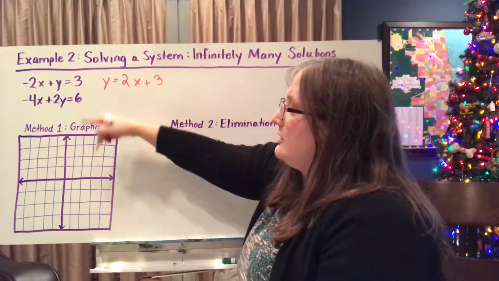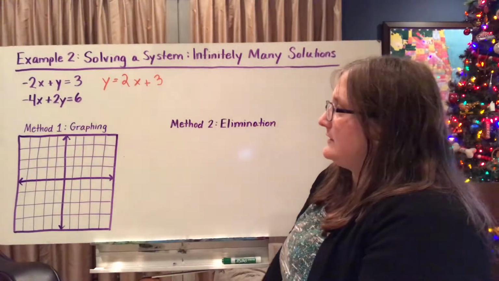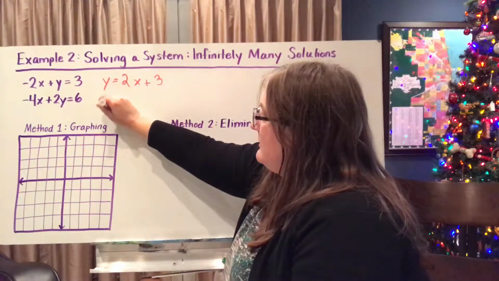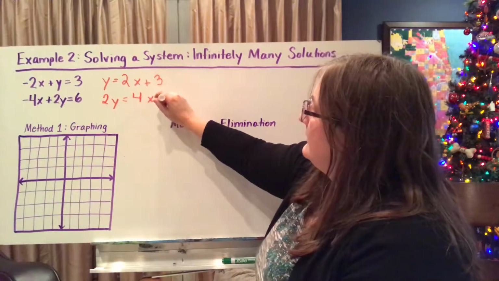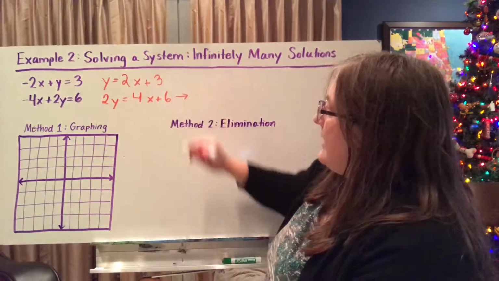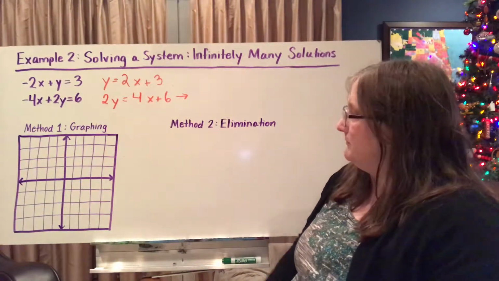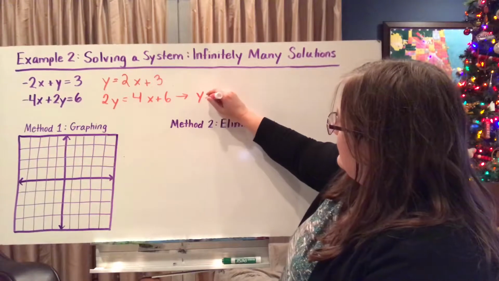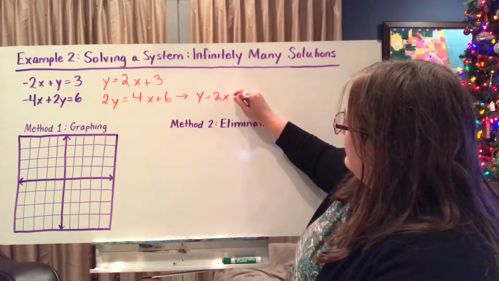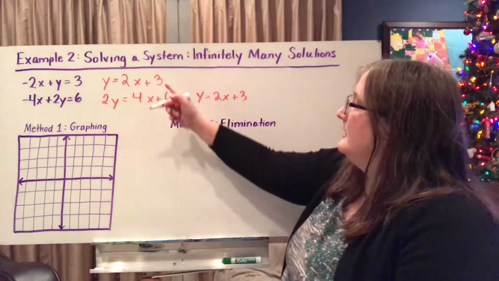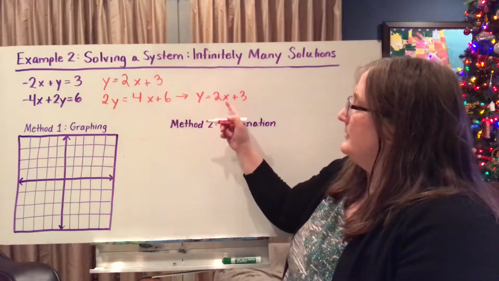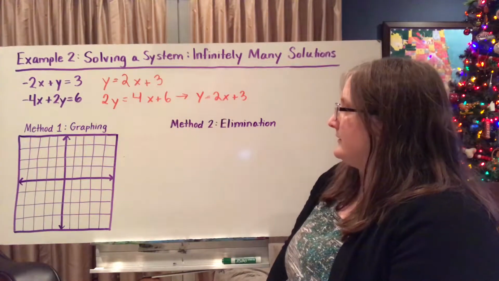This one's a little trickier. I'll start by adding 4x to each side, which would give me 2y equals 4x plus 6. And then I will divide everything by 2. So I get y equals 2x plus 3. And I notice, even before I've done any graphing, they're the exact same line. So I'm only going to have to graph it once.